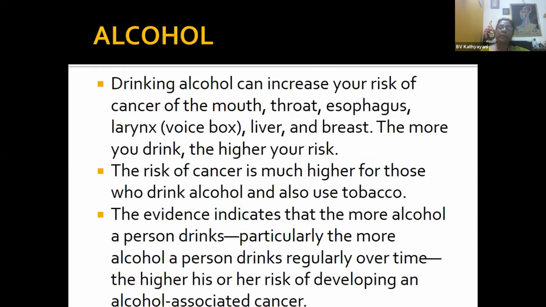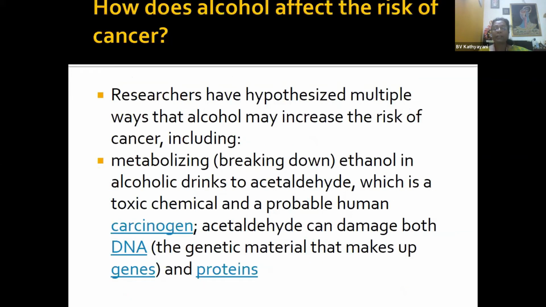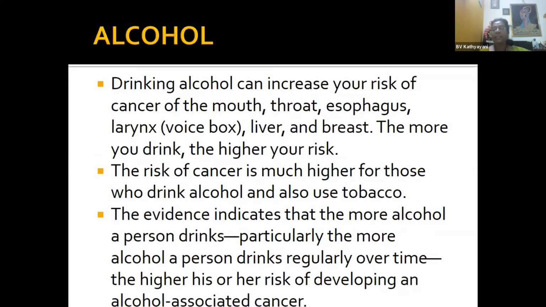Next, one of the most important risk factors is alcohol. Drinking alcohol can increase your risk for cancer of the mouth, throat, esophagus, larynx, liver, and breast. The more you drink, the higher your risk. The risk of cancer is much higher for those who drink alcohol and also use tobacco. When these two factors are combined, the risk is much higher. The evidence indicates that the more alcohol a person drinks, particularly regularly over time, the higher his or her risk of developing an alcohol-associated cancer.